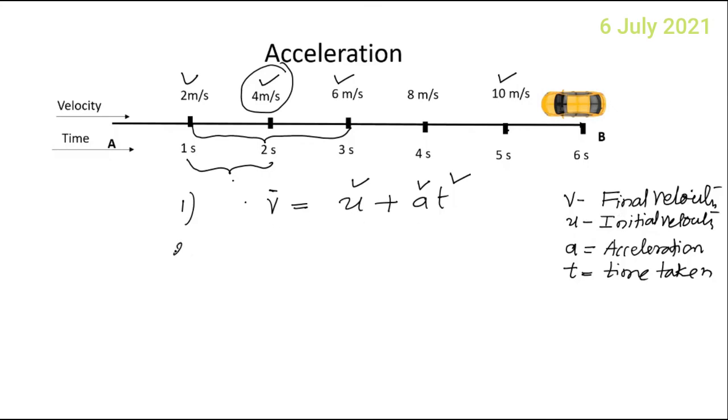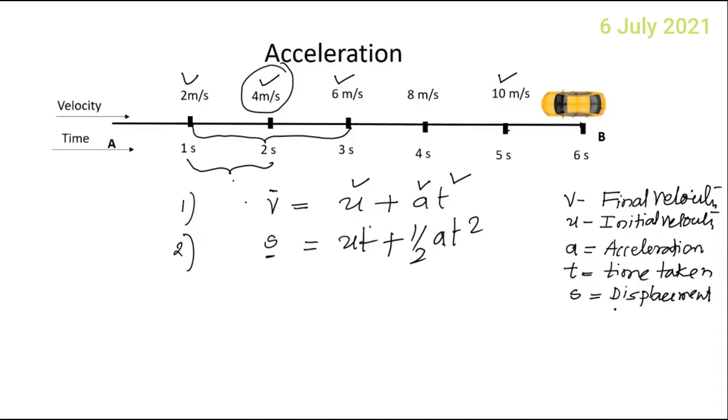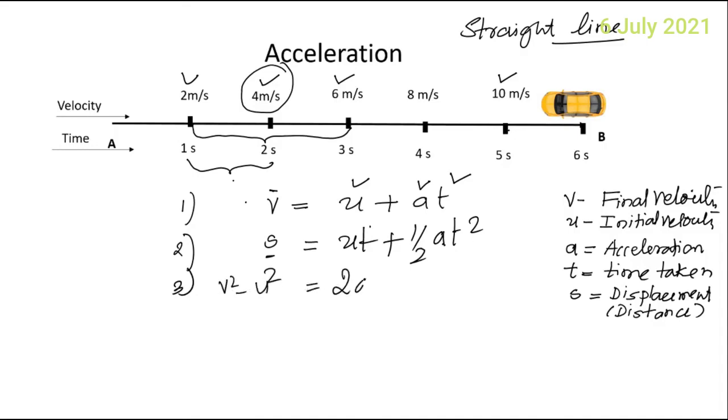The second equation of motion is s is equal to ut plus half at square. Now I have already told what is t. t is the time. Again a is acceleration and u is initial velocity. What does s mean? s is displacement, and you can even refer to it as a distance. Why should we also call it a distance? Okay, because in our case here distance is equal to displacement, because we are concerned with the movement on a straight line. Okay, linear motion. Number third is v square minus u square is equal to 2as.